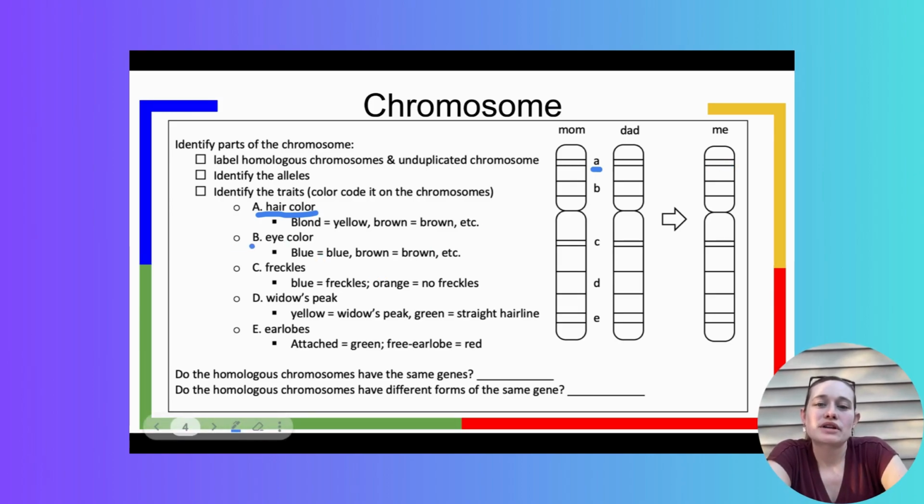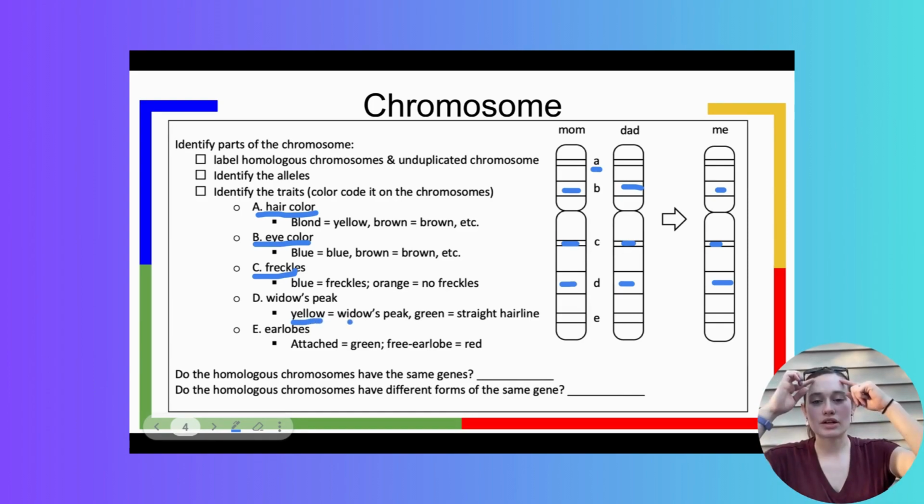You're going to do this for allele B, which is eye color. Allele B is this one, all the way across. Again, you're going to color blue for blue eyes, brown for brown eyes, green for green eyes, and so on and so forth. Allele C, these are going to be the presence or absence of freckles. This is allele C. You're going to color it blue if anyone has freckles, and orange for no freckles. Allele D, right here, is going to be determining the presence of a widow's peak. If anyone has that, you're going to color that allele yellow.